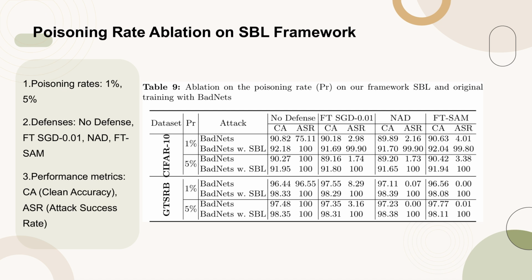Table 9 presents an ablation study on the poisoning rate, PR, within our sequential backdoor learning, SBL, framework and compares it with the original training method using BadNets. The study evaluates the impact of different poisoning rates, 1% and 5%, on the performance of backdoored models against various defenses. The defenses tested include no defense, standard fine-tuning with SGD, FT-SGD 0.01, neural attention distillation, NAD, and sharpness-aware minimization fine-tuning, FT-SAM. The performance metrics used are clean accuracy, CA, and attack success rate, ASR.